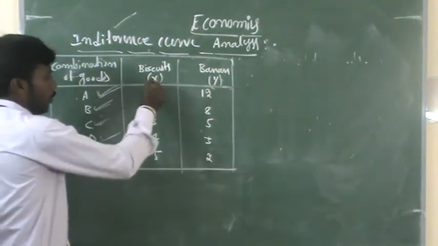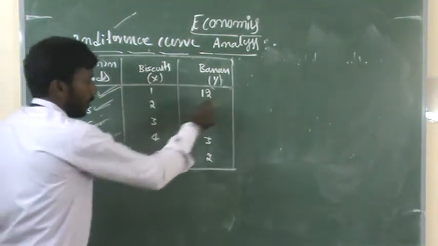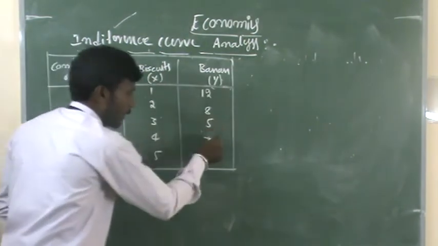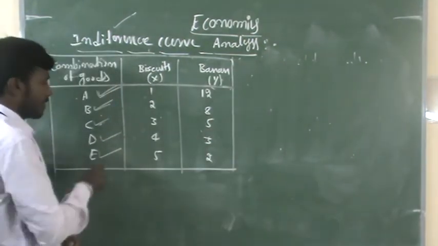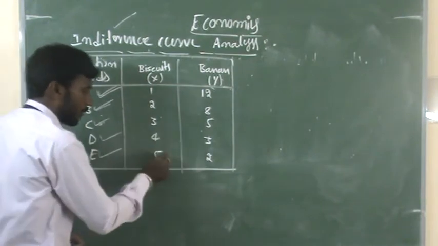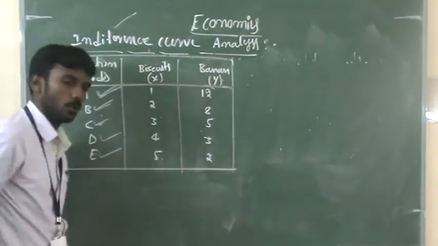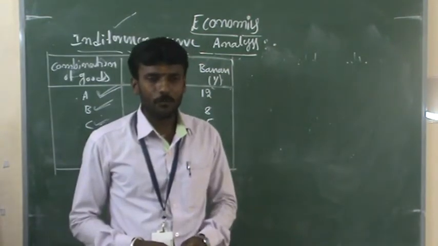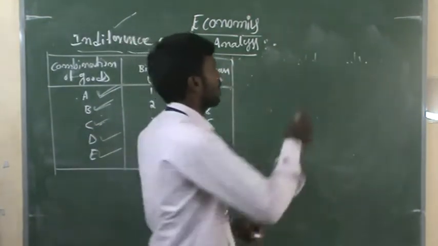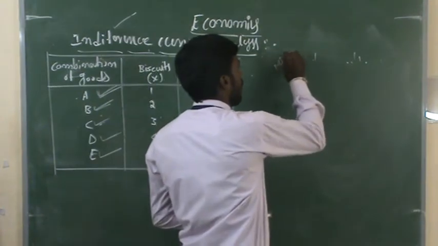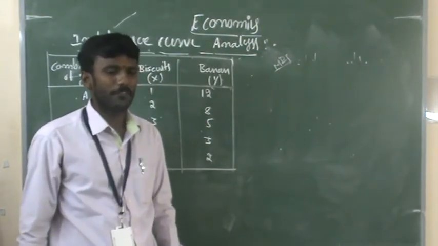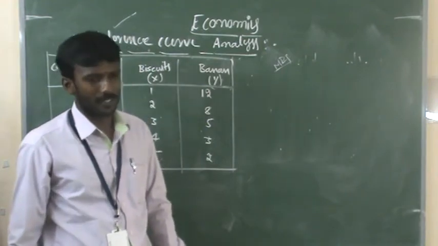Suppose 2 to 3 rise aayitu, 8 to 5 decrease aagta ide. D, 3 to 4 rise aayitu, 5 to 3 decrease aagta ide. Same as E, then 4 to 5 rise aagta ide, 3 to 2 decrease aagta ide. It means the indifference curve is completely based on MRS, or marginal rate of substitution. It means the rate of substitution between one commodity to another commodity.